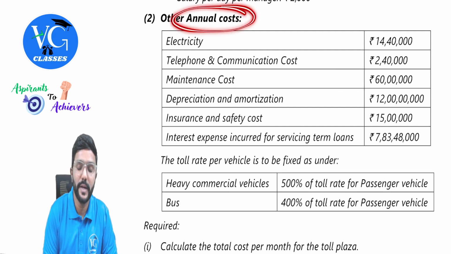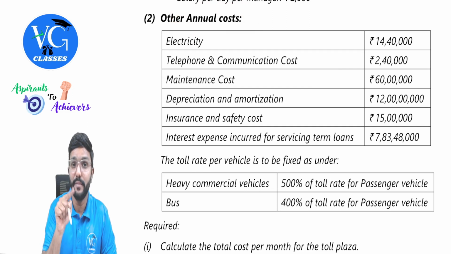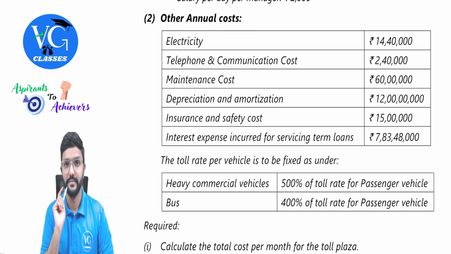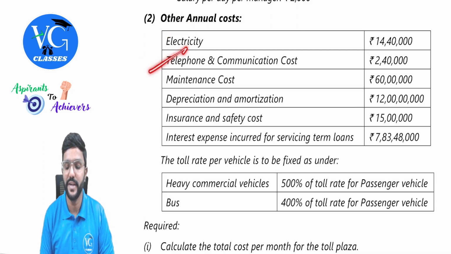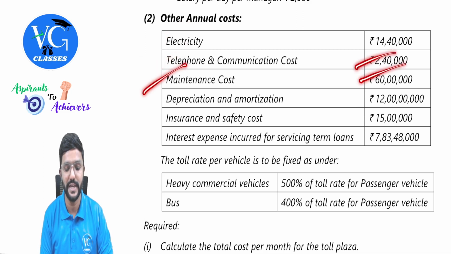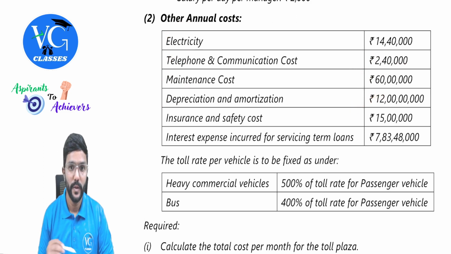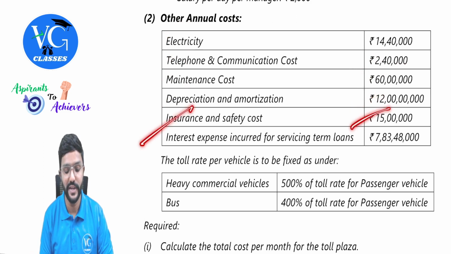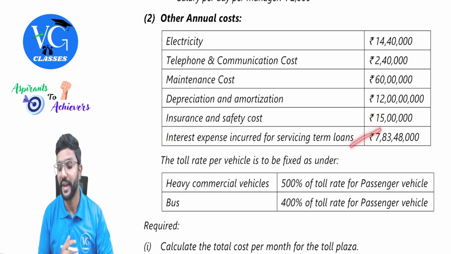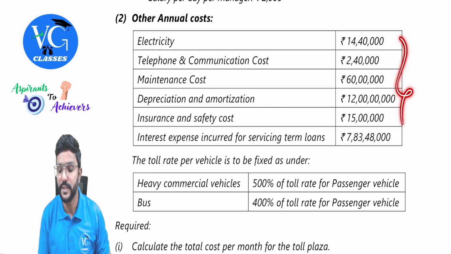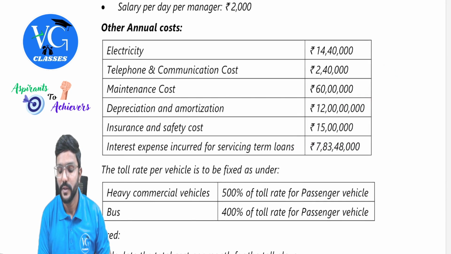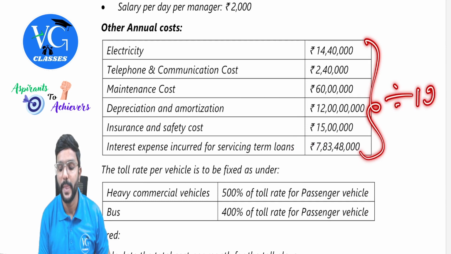Other annual costs. Please be careful, they have given annual, but we are supposed to do the calculation for a month. Electricity 14 lakh 40,000, telephone and communication cost 2 lakh 40,000, maintenance cost 60 lakh, depreciation and amortization 12 crore, insurance and safety cost 15 lakh, interest expense incurred for servicing term loans 7 crore 83 lakh 48,000. What should we do for all this? Divide it by 12. That's all.